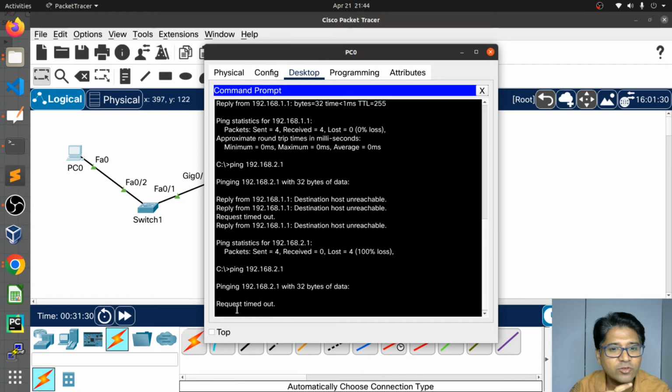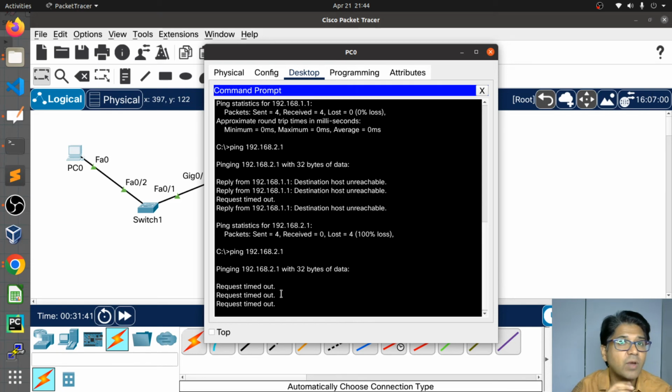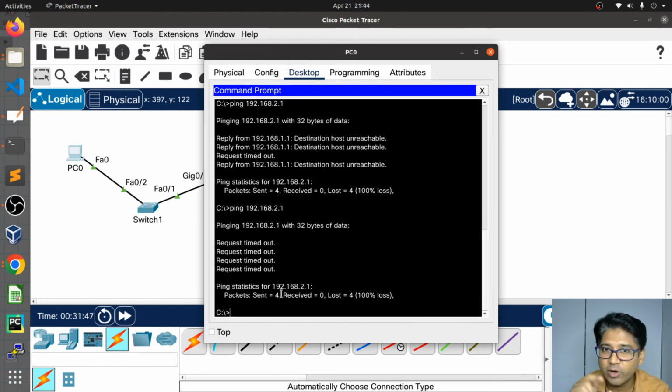Request timeout. This time, earlier it was reachable, my router was replying. Destination host unreachable. This time they are telling request timeout. It should ping, right? If you understand this, you will never get stuck.